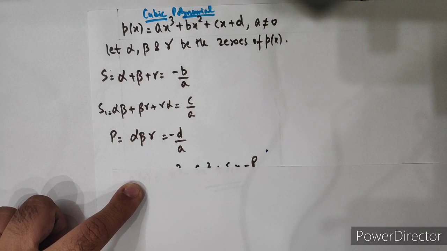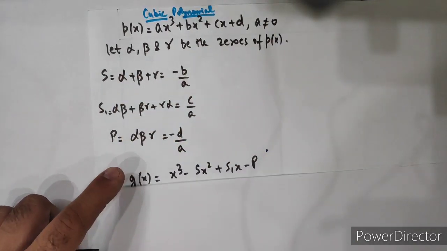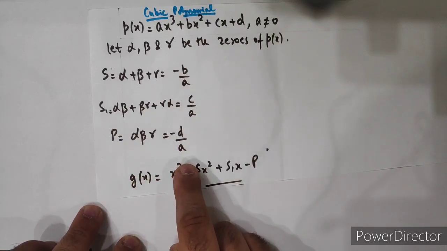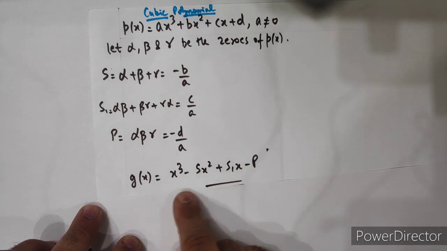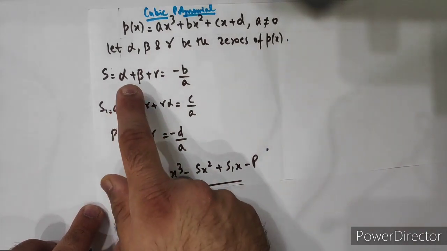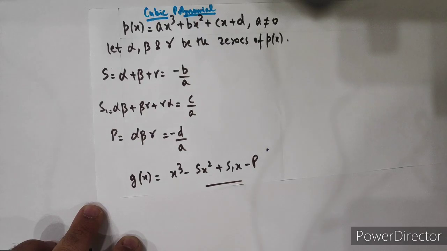Now, if we want to find a polynomial whose zeros are given or these values are given, the formula for finding the polynomial is g(x) equal to x cube minus s x square plus s1 x minus p. So using this formula we can find the required polynomial if either the zeros alpha, beta, gamma are given, or s, s1 and p are given.